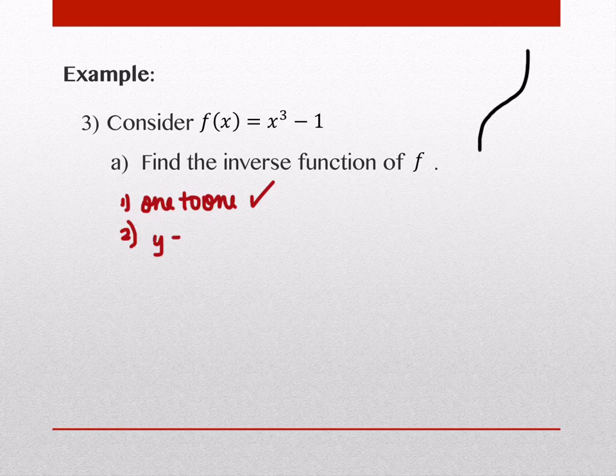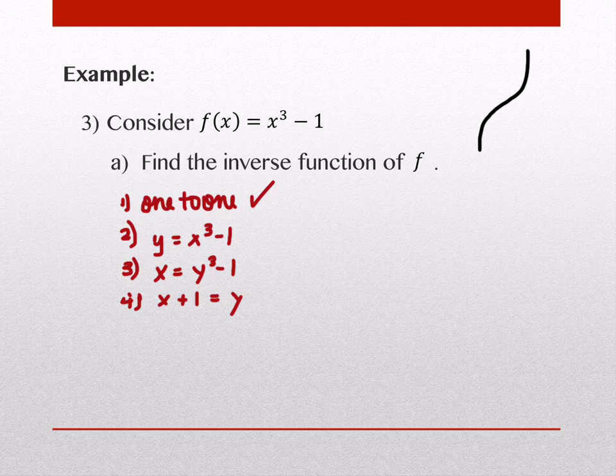Yeah, so it's just going to say y equals x cubed minus 1. What's step 3? Switch them. So x equals y cubed minus 1. And then step 4 is to do what? Solve for y. So when I solve for y, I'm going to add the 1.